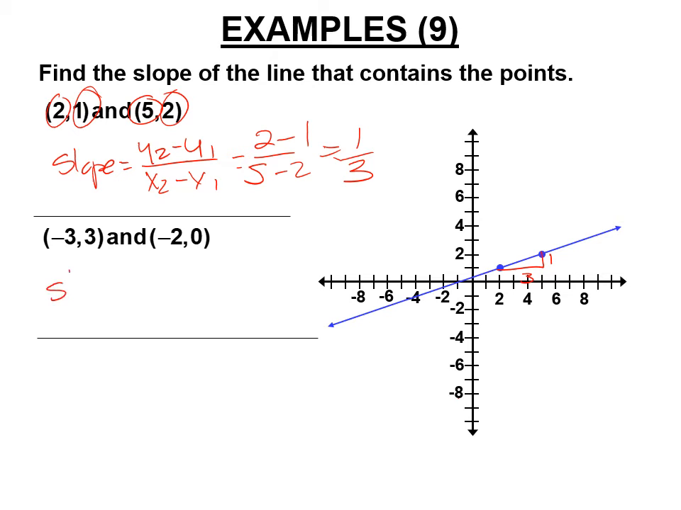Anyway, all right, for this one, we're going to subtract the y's. I'm going to do 0 minus 3. That's -3. So then I'm going to have to do -2 minus -3. -2 minus -3, same as -2 plus 3, 1. So I get -3 as the slope.